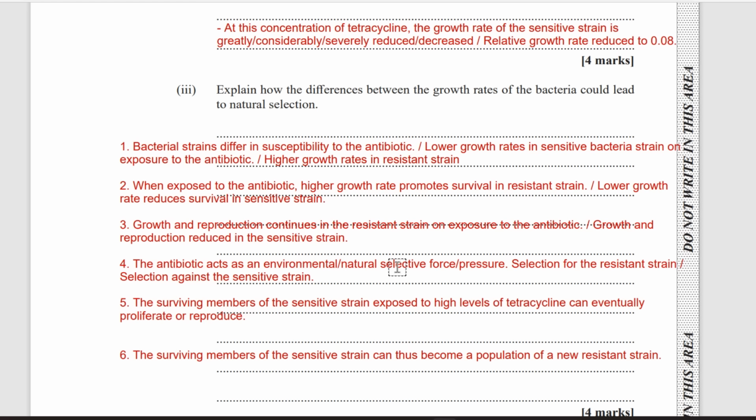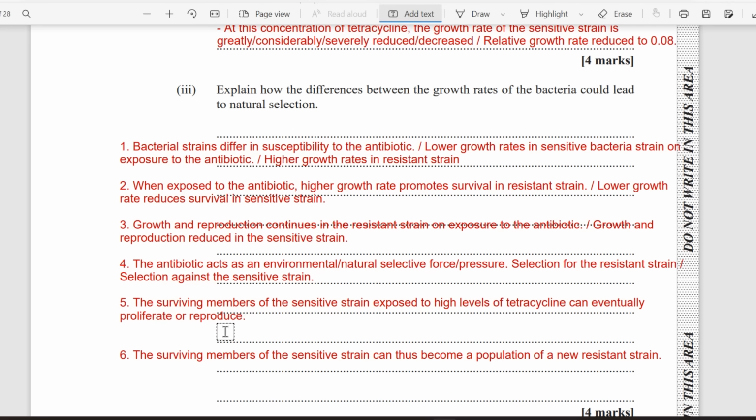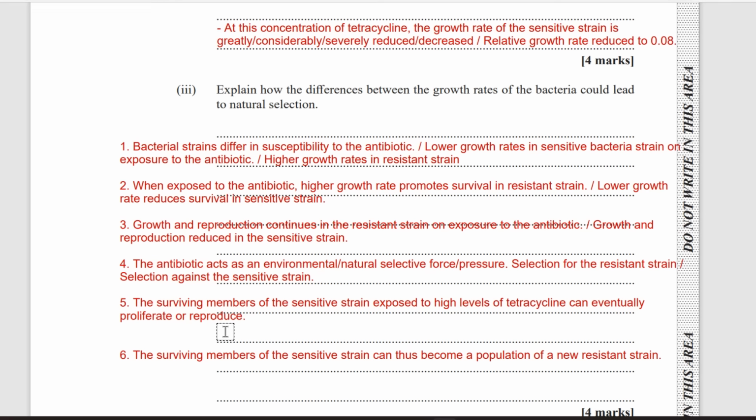The ones that survive were the strongest of that population. They're eventually going to reproduce, and the overall population is going to be stronger. The surviving members of the sensitive strain exposed to high levels of tetracycline can eventually proliferate or reproduce. Again, they try to kill the thing, but not all of it is going to die. The few that survive are the strongest, and those are going to reproduce, right? Proliferate. And they're going to make back that whole population. The whole population is going to end up stronger. The surviving members of the sensitive strain can thus become a population of a new resistant strain.